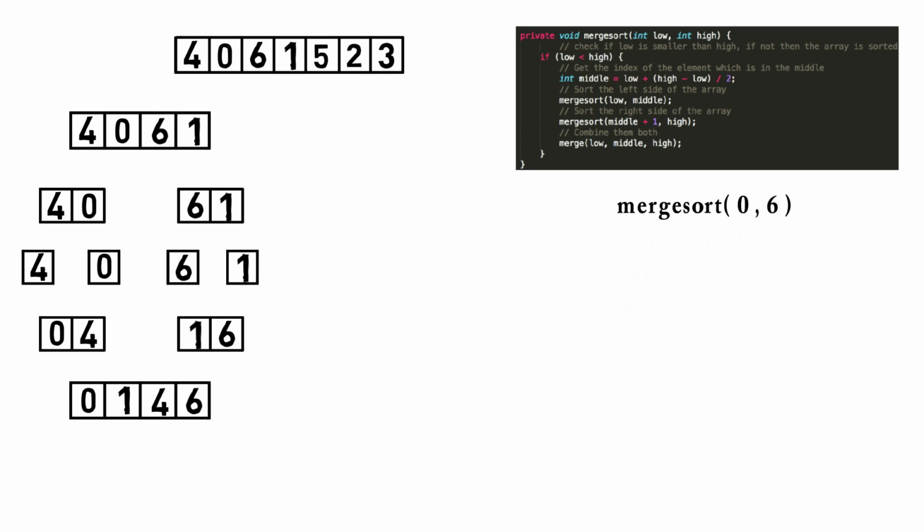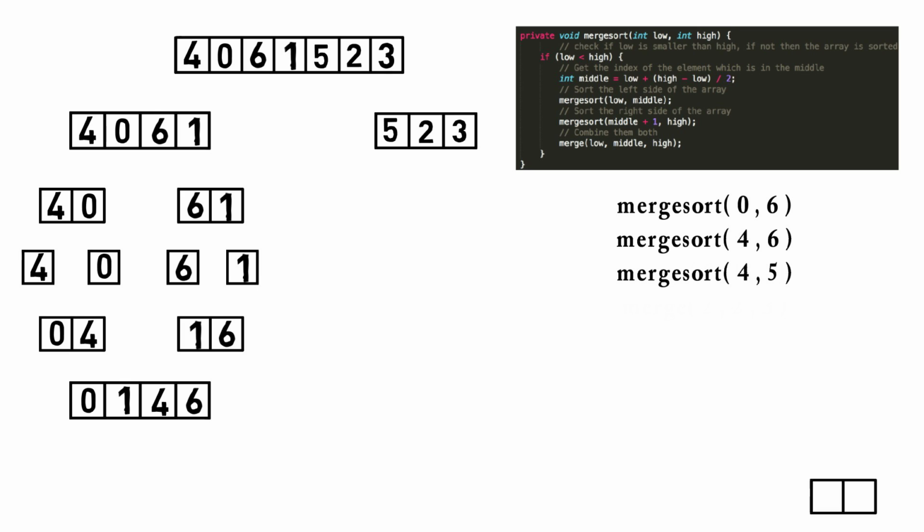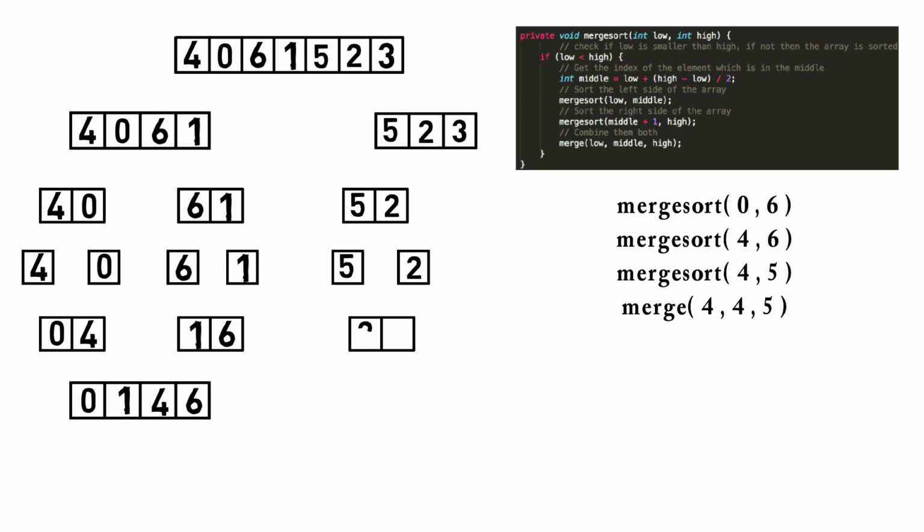Since we just completed the left side of the array, we now need to complete the right. I'm going to go through this side on a higher level as it's the same thing we just did for the left. So we call merge sort for middle plus 1, which gives us 4, and then a high of 6. This gives us the array 5, 2, and 3. We follow merge sort calls until we get 5 and 2 as single nodes. Once we do, we merge them together in an ordered state, which gives us 2, 5.